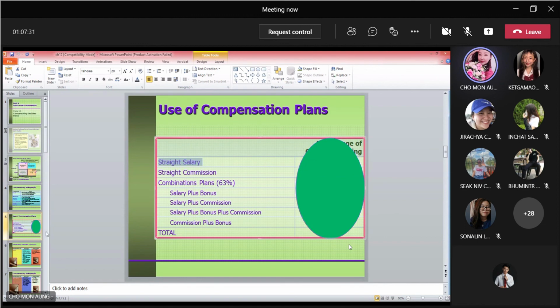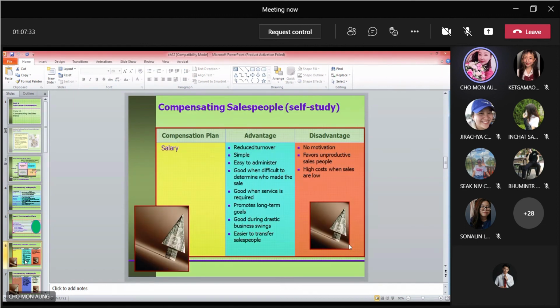But when we come to straight salary, you have this slide here. Do you guys find it in the original set? Do you guys find it? Or if you cannot find it, you don't have it, take the screenshot. This is a summary of advantages and disadvantages of using salary.